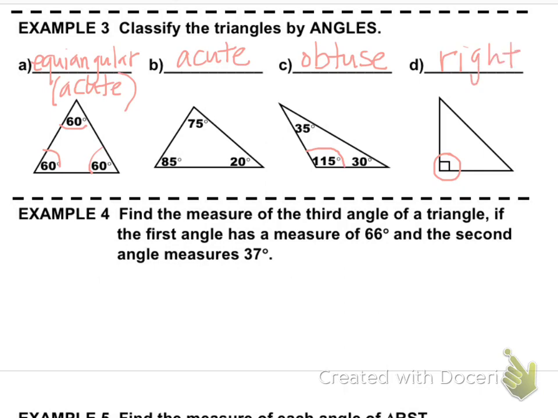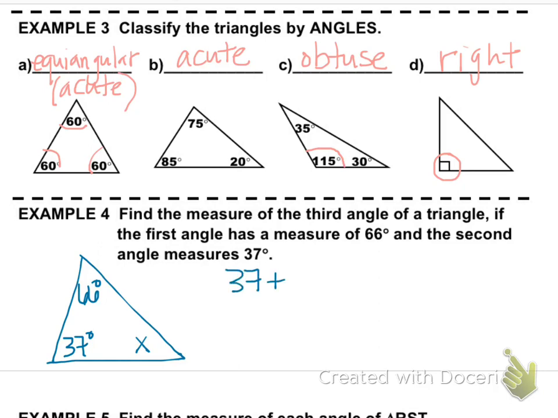Let's go ahead and look at example 4. It says find the measure of the third angle of a triangle if the first angle has a measure of 66 degrees and the second angle measures 37 degrees. So if you'd like to sketch this out so you could see it a little bit better, go ahead. One angle is 66 degrees, one angle is 37 degrees. If you remember that the three angles must add up to 180 degrees, you could call this x and make an equation that would look like 37 plus 66 plus x equals 180 degrees and solve the equation for x.